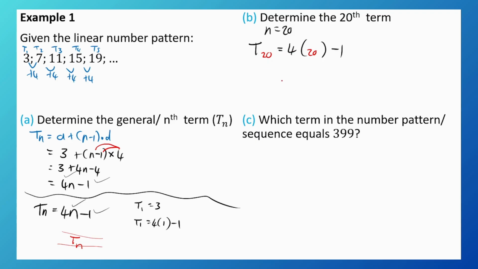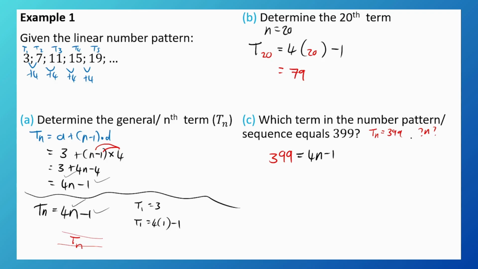Okay, so you multiply the 4 and the 20, and you minus 1, and then you get your answer, which is 79. So term 20's value, its Tn, would be 79. And then similarly, which term in the number pattern or sequence, here I'm using both words because they could use either, is equal to that number. So they gave you not the n, they gave you Tn is 399, and they are asking you what n, which term number, which term.